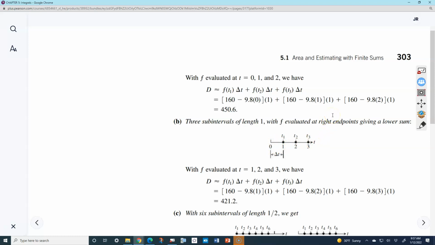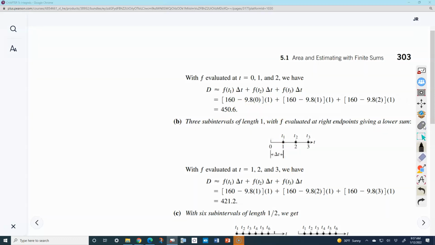Am I confusing you yet? Or are you feeling good? Okay. If we did the 0, 1, and 2, we're going to end up a little bit too much. And if we use 1, 2, and 3, we're going to end up a little bit too small. So notice that when we do that, it gave us the velocity.